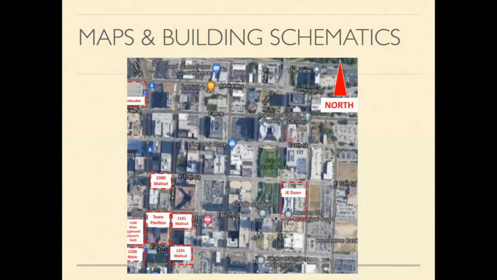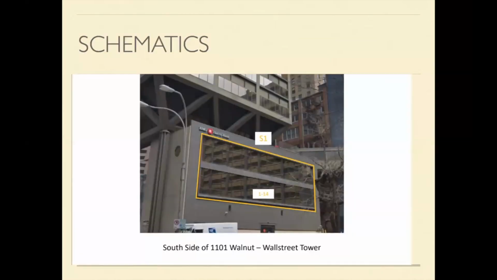And we've found that once someone does a route a couple times in a season, then you'll just remember what buildings need to be surveyed. So that is an example of a route map. This is an example of a building or window schematic. And this is 1101 Walnut on the downtown north route.